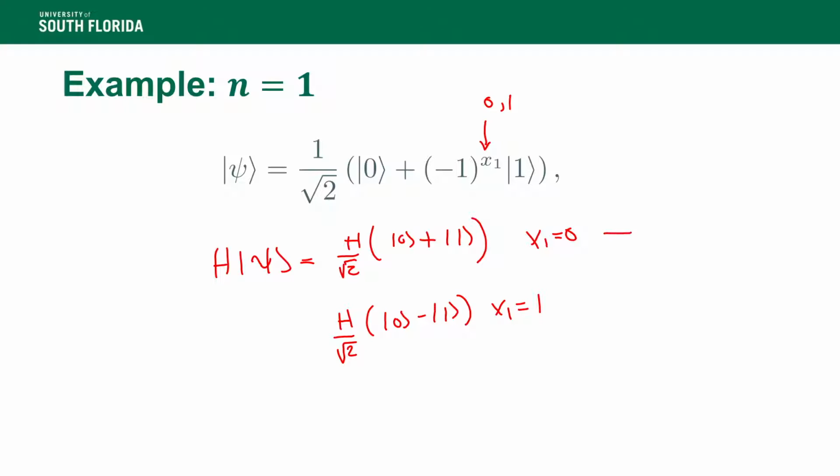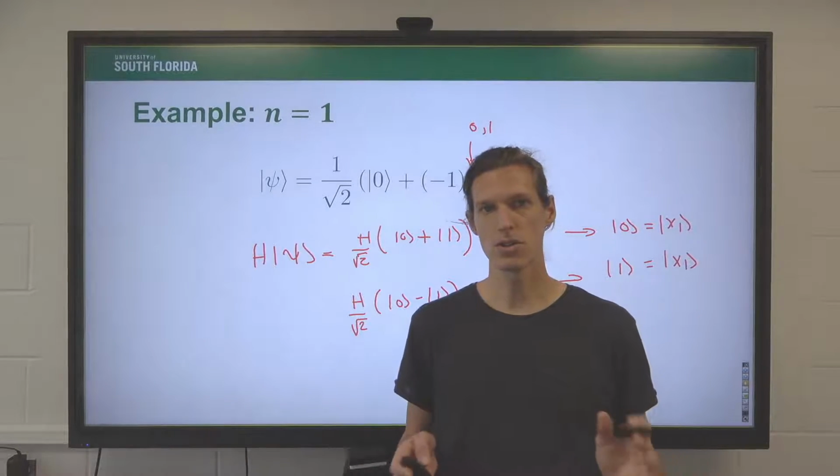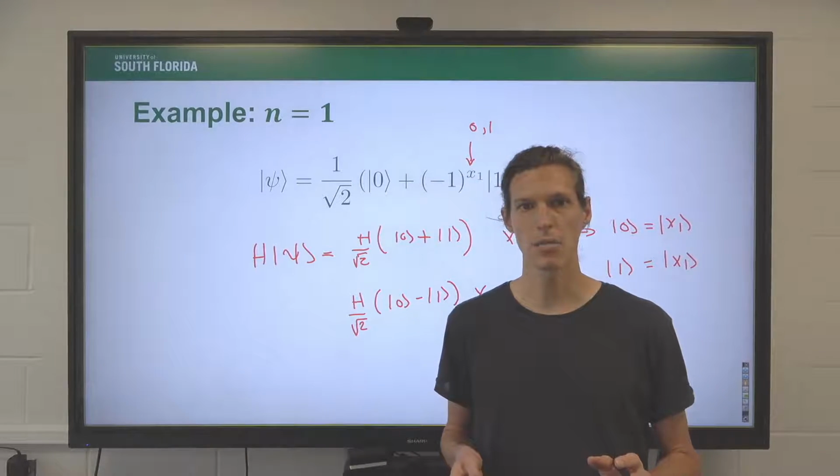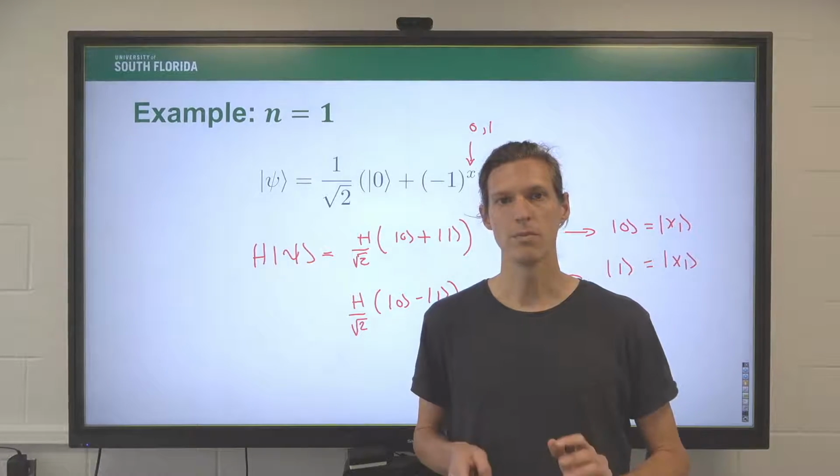And so here we will obtain H of plus, which is 0, which is x1, of course, and here we will obtain H of minus, which is 1, and that is also x1. So measuring the qubit after applying the Hadamard gate solves the problem in one qubit.